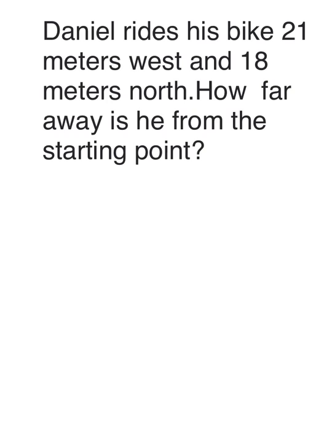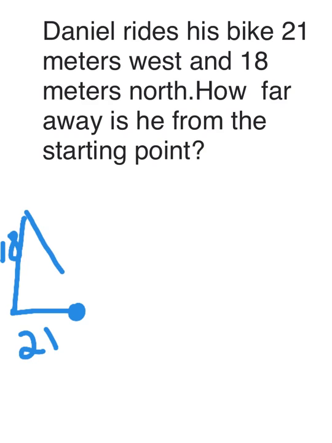Well, the first thing I'm going to do is, like I said, draw a picture. So here's my starting point. It says that I ride 21 meters west. West is that way, and that's 21. And then it says that I ride 18 meters north. So there's my 18. How far away is he from the starting point? So right here is what I'm trying to find.